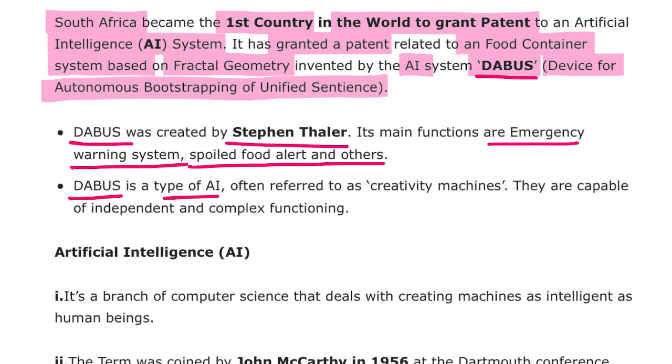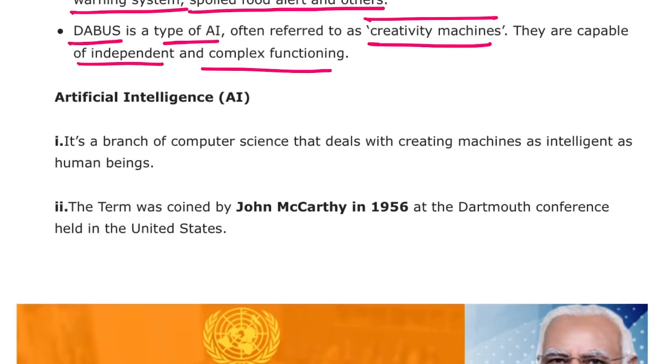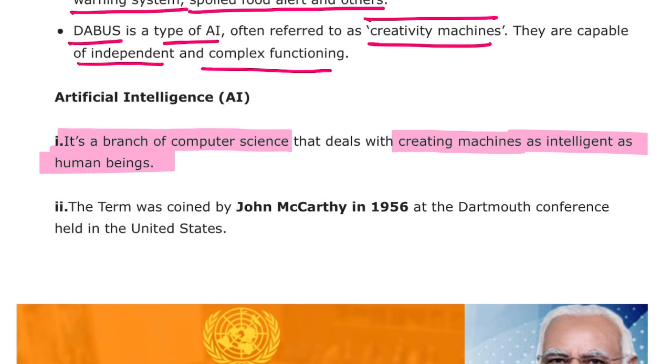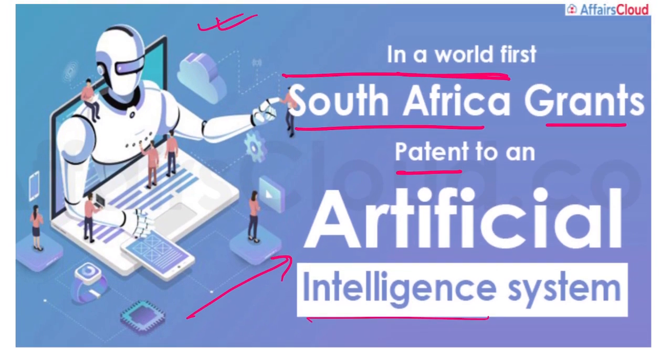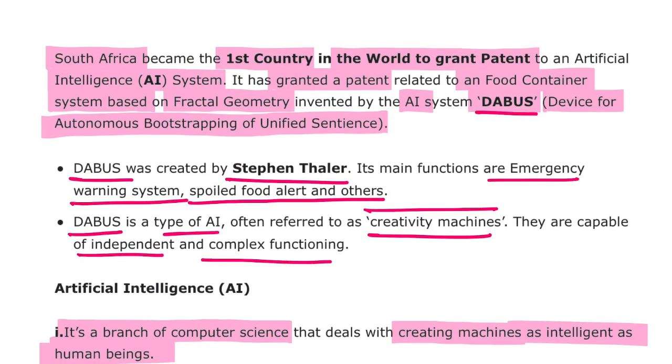DABUS is a type of artificial intelligence that is often referred to as a creativity machine. They are capable of independent and complex functioning. What is artificial intelligence? It is a branch of computer science that deals with creating machines as intelligent as human beings, and sometimes even more intelligent than human beings. The term was coined by John McCarthy in 1956 at the Dartmouth Conference held in the United States. All right, so the country that granted the patent to artificial intelligence was South Africa, and the name of the artificial intelligence is DABUS.